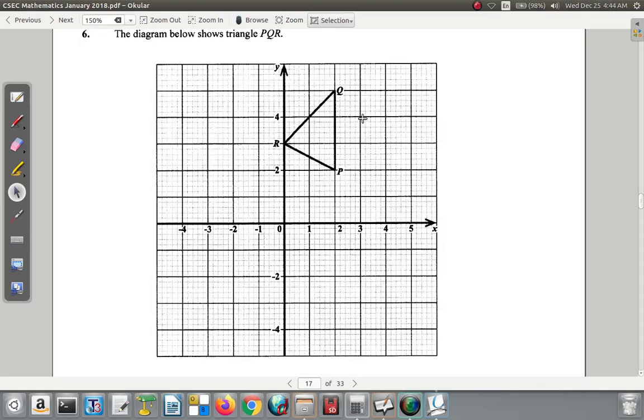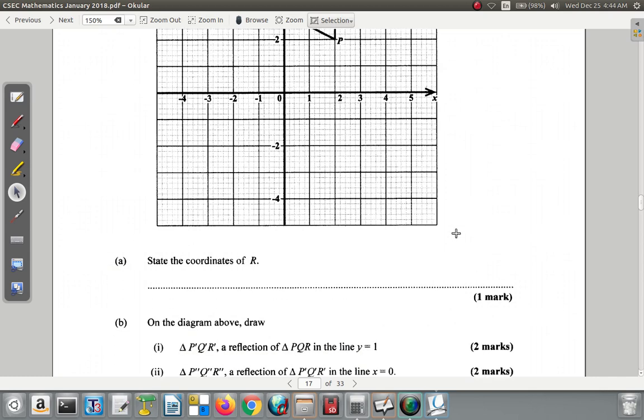Let's look at question 6 of a January 2018 paper. What it says here is the diagram below shows triangle PQR. Good. Here it says take the coordinates of R.